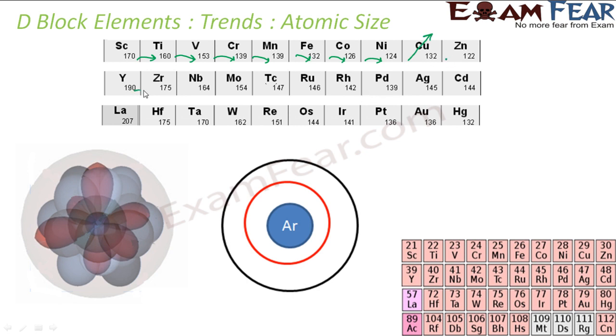If you see here also, 195 to 175, 175 to 164, 154, 147, 146, 142, 139, and then again it increased. Same thing here. Decrease, decrease, decrease, decrease, decrease, it's almost same actually, I can say. So it decreases and then increases. Correct. The question is why? Why is this trend?